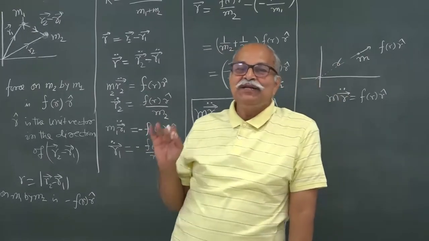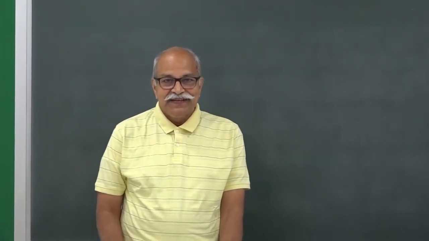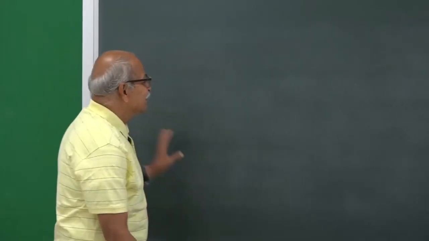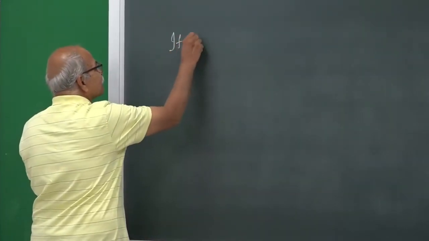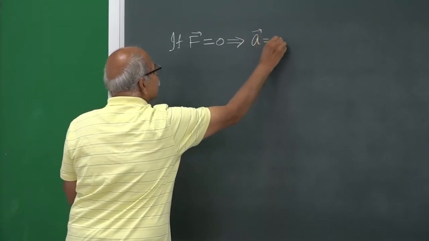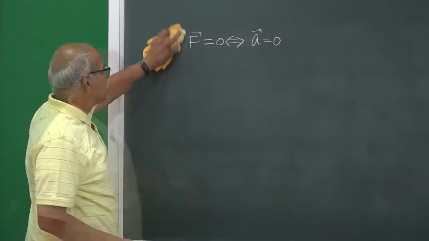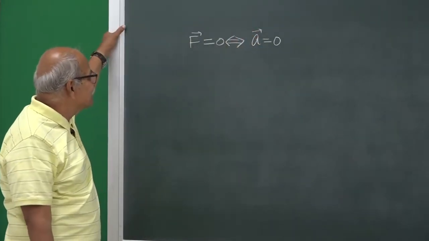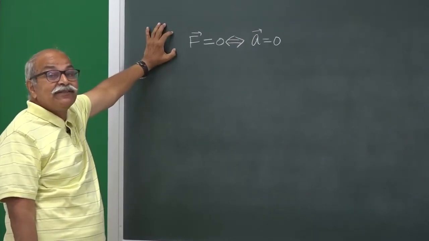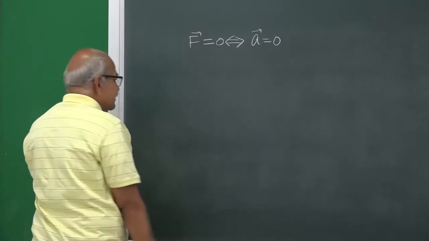Now I will be going to the next chapter, which is non-inertial frames. So I had already talked about inertial and non-inertial frames. Newton's first law is kind of a definition of an inertial and non-inertial frame. If F is 0, that implies that acceleration of the particle is 0, and if acceleration is 0, that implies that force is 0. So this is a cryptic statement of Newton's first law, and if this law is followed in some frame, that frame is called an inertial frame of reference. Right? So all those things we know very well, and if it is not, then it is a non-inertial frame.